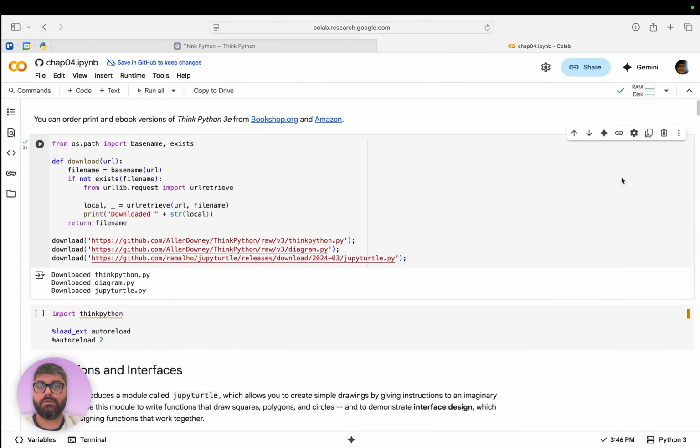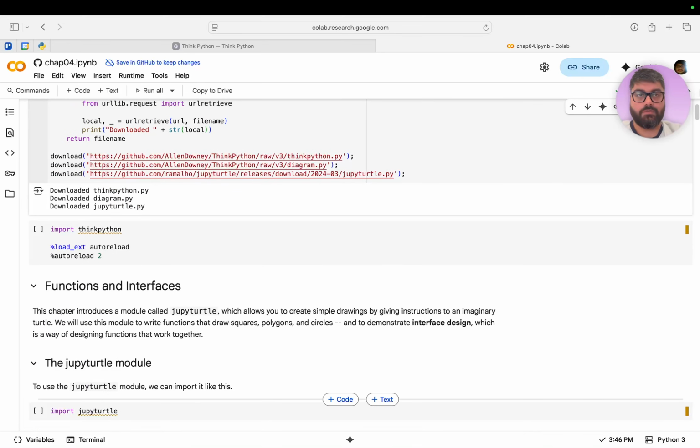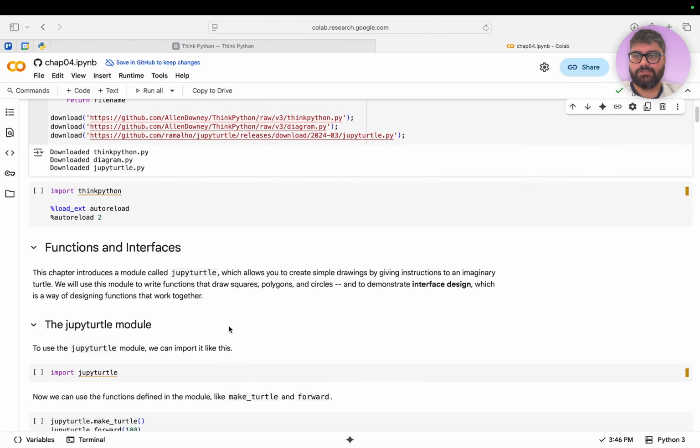So we're moving on to chapter 4 now, which is all about functions and interfaces. Just gonna move this a little further up. Just move it out of the way, hopefully. Functions and interfaces. Chapter 4 of Think Python.